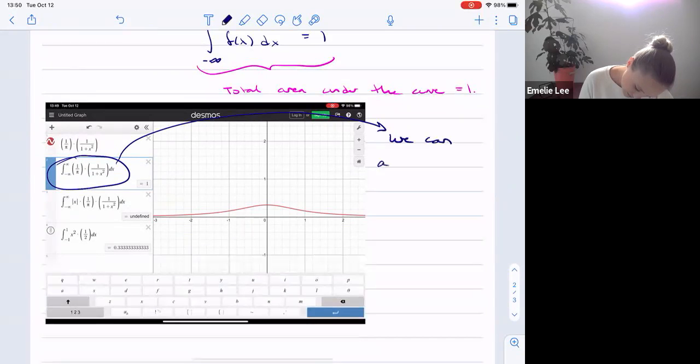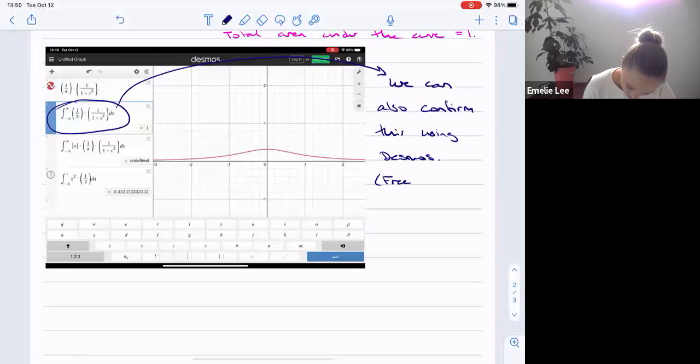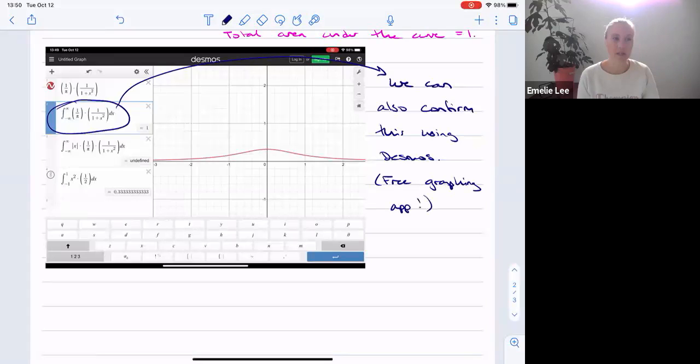We can also confirm this using Desmos. And here, as a little note, it's a free graphing app. It does more than graph, but it's a free graphing app that I would encourage you to check out, especially if it helps you to see these things on a graph like this.